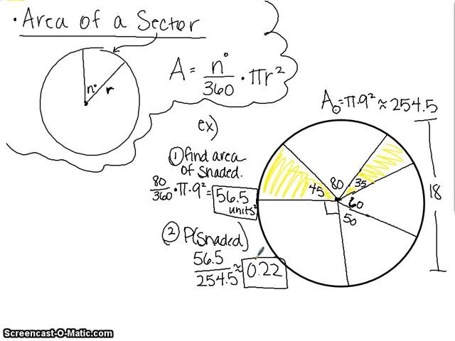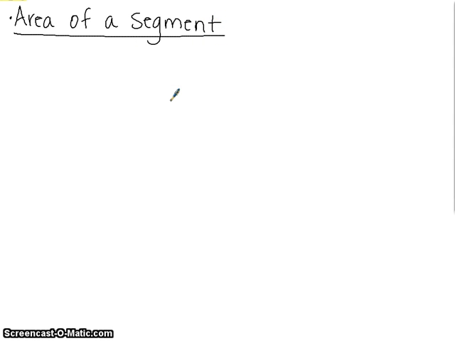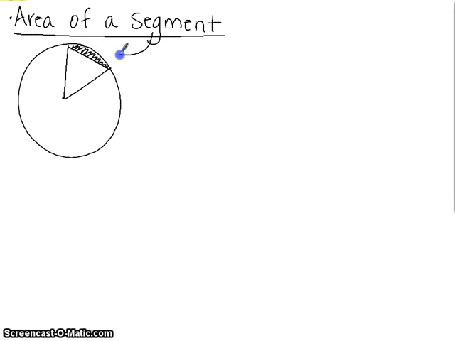The final piece of this has to do with another new shape, and that is the area of a segment. Why they use that word segment, I couldn't tell you. I wish they would have used a different word. But a segment, if this pie piece is a sector, the segment is this little sliver right there. Okay? So it's a little portion of that sector.